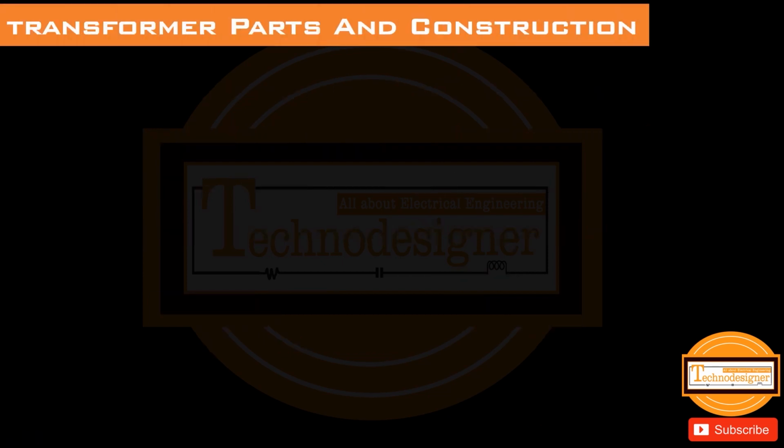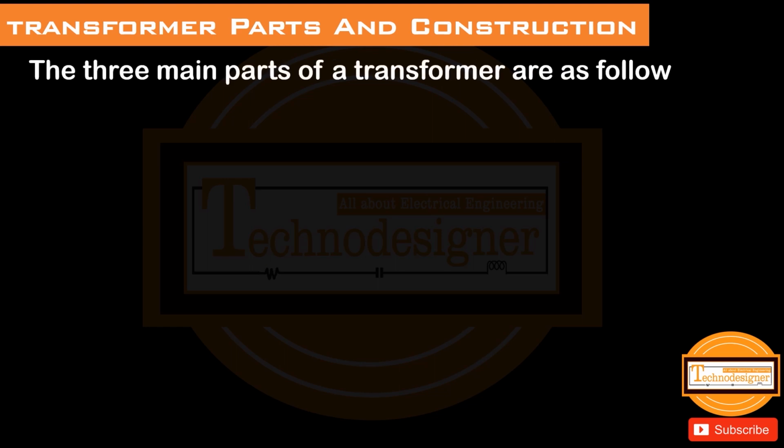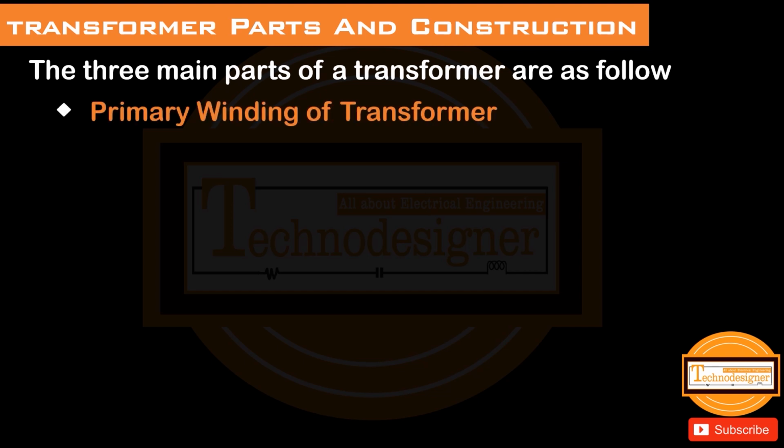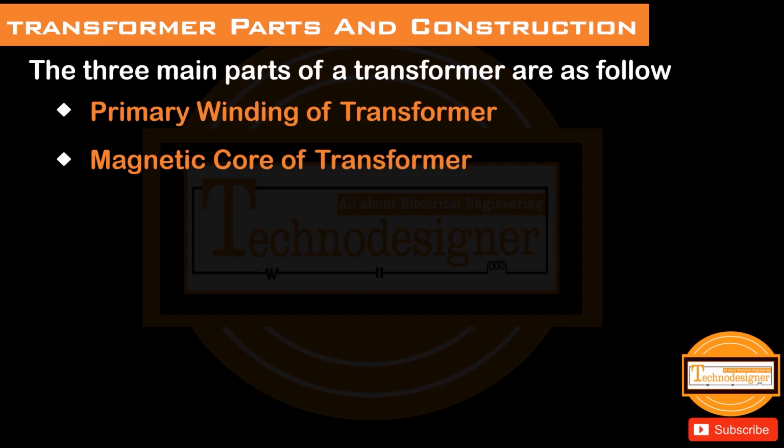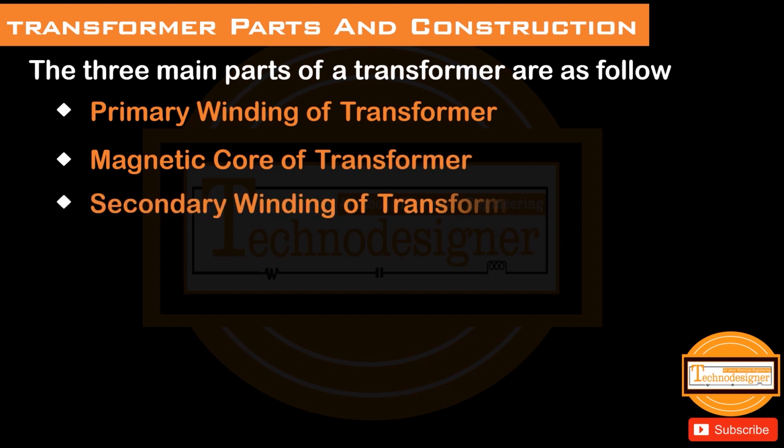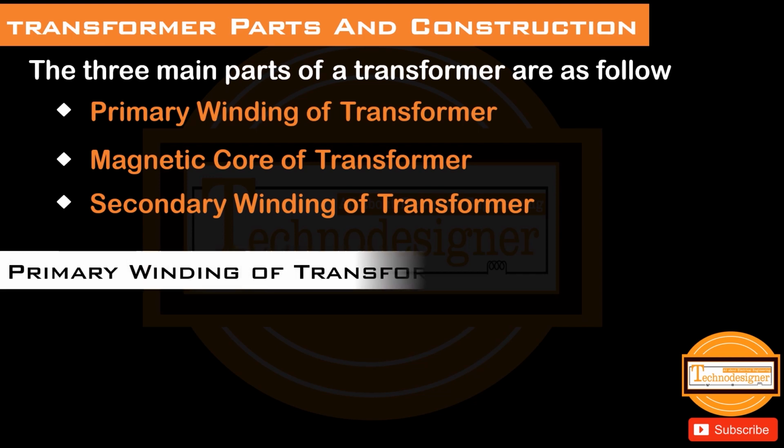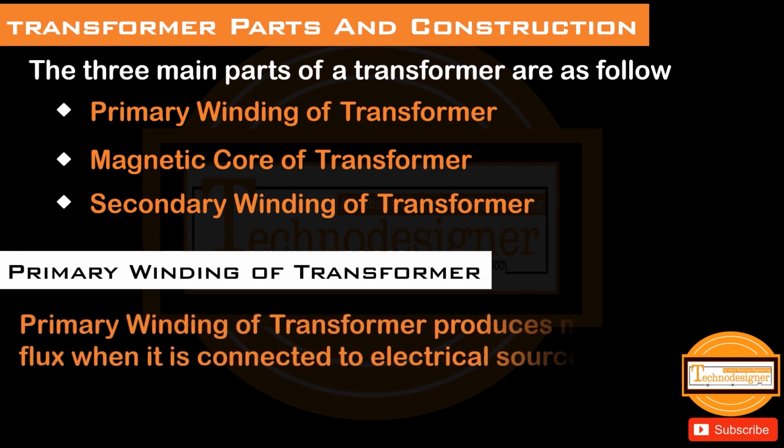Transformer parts and construction. The three main parts of a transformer are as follows. Primary winding of transformer. Magnetic core of transformer. Secondary winding of transformer. Primary winding of transformer: it produces magnetic flux when it is connected to electrical source.